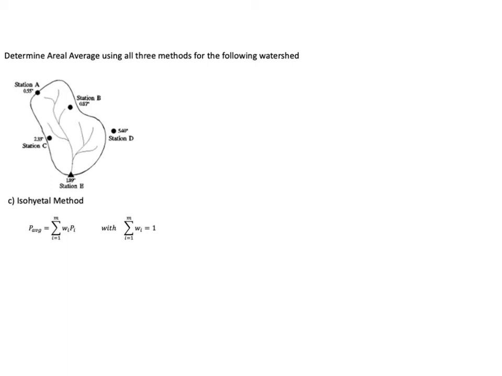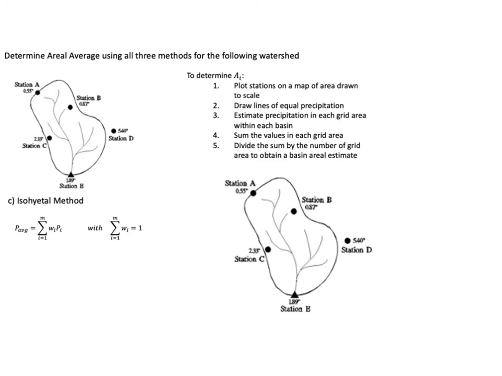Okay, so we're going to solve this one last time, this time using the isohyetal method, which is very similar to the Thiessen polygon method, but we're going to do a different weighting technique than what we did in the last one. So the first step in this case is to plot the stations on a map of the area drawn to scale, just like we did last time. So here we go. Here's our map drawn to scale-ish.